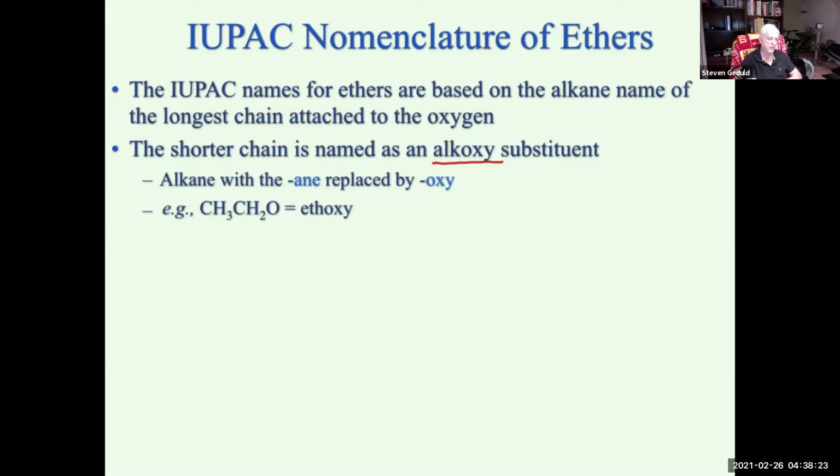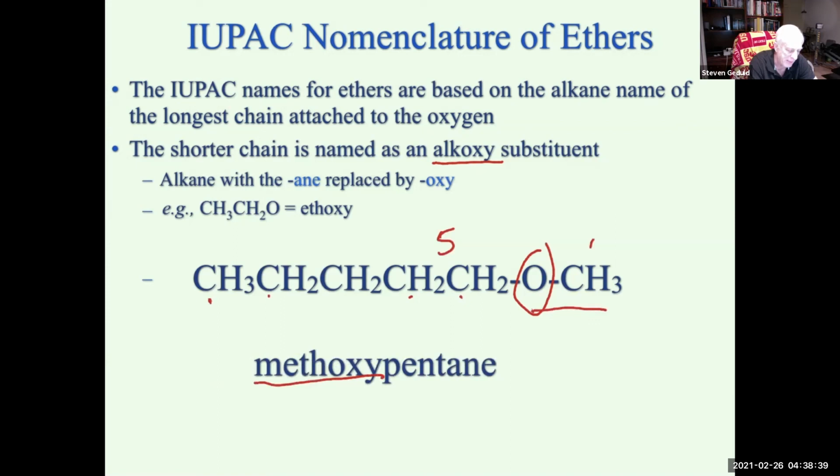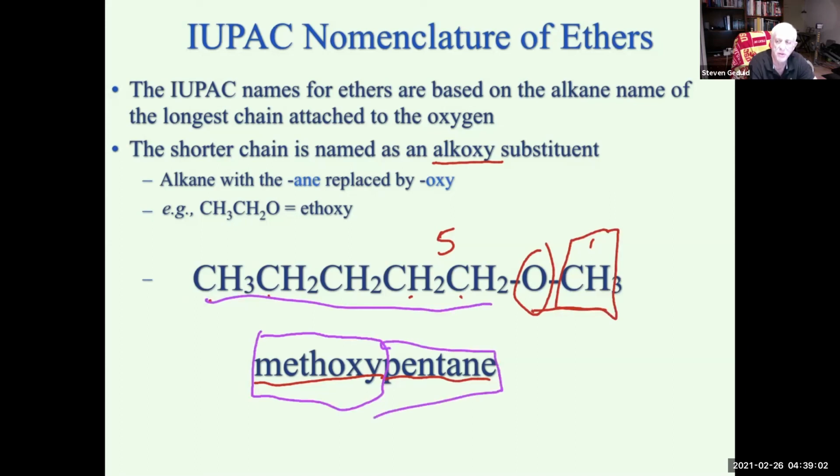Okay, so that's the shorter of the two chains. Here we have two chains. Here's your oxygen, it's an ether. We have 1, 2, 3, 4, 5 carbons here and 1 carbon here. What's the shortest chain? The 1 carbon. So that's a methoxy. The name is methoxy, and we put the other chain as pentane. We take the shorter chain, drop the A-N-E ending and replace it with OXY, so it becomes methoxy. Then we add the longer chain as its regular name, pentane. So methoxy pentane.